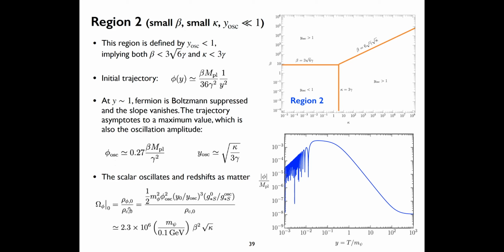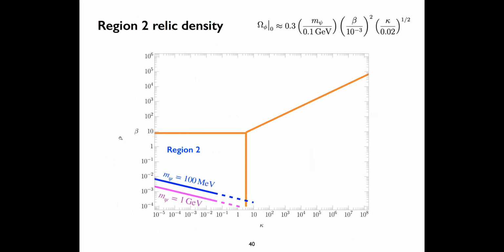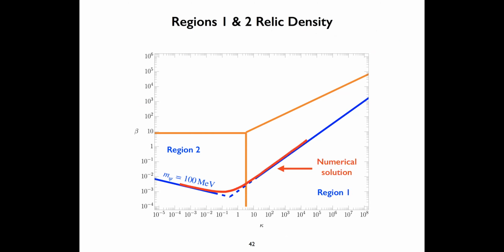And again, you can compute the relic density, and you see that it scales like beta squared square root of kappa. Okay, and if you plot that parametric curve, you find that it looks like this. You can try to extrapolate into the intermediate regime. You can also try to just solve it numerically by evolving the equation of motion, and you find that the agreement is quite good. Okay, so in summary, for this generic toy model, we can achieve the right relic density over a broad range of parameter space.